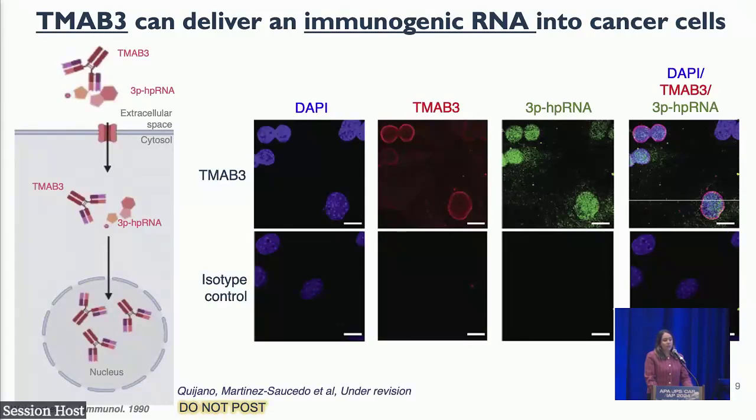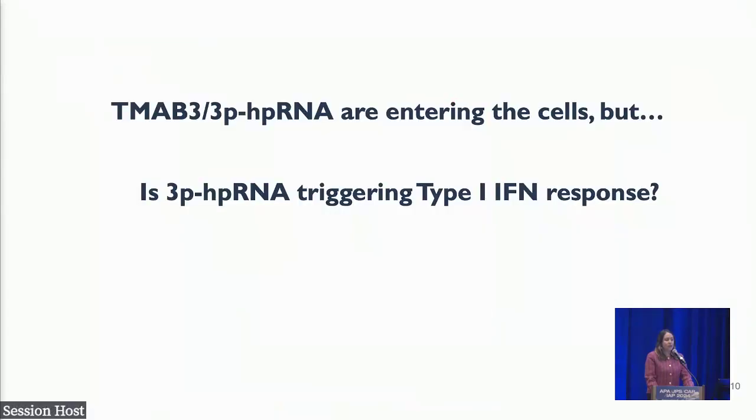What we do is we have our cells and we treat them with the antibody plus the short hairpin, and look how the antibody is reaching the cell. Also, most importantly at this point, the short hairpin is within the cell, showing that we were able to deliver the antibody and the short hairpin into the cancer cells.